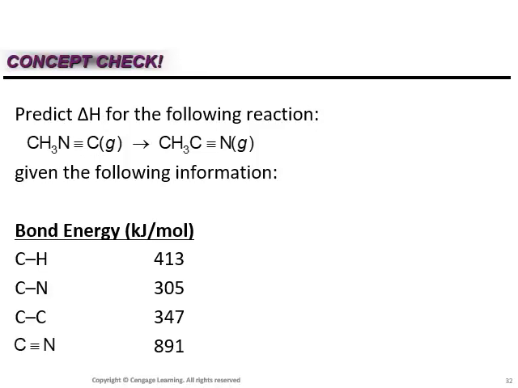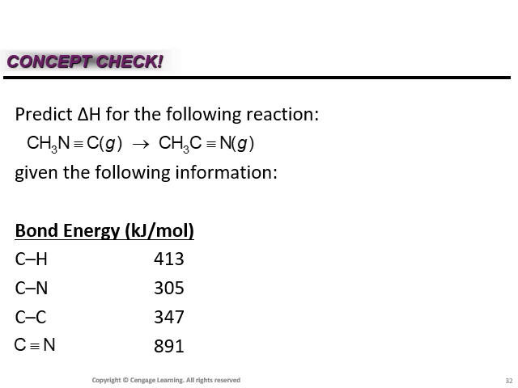Here's another example that you can do. Why don't you try to do it on your own before you flip the slide? One thing that's a little confusing about this one is trying to figure out what bonds are present in the reactant and the product here. There's one reactant and one product. On both sides, we have an N triple bonded to a C. That's 891, so you can really leave that one out because it's in both of them, or you can put it in if you want.